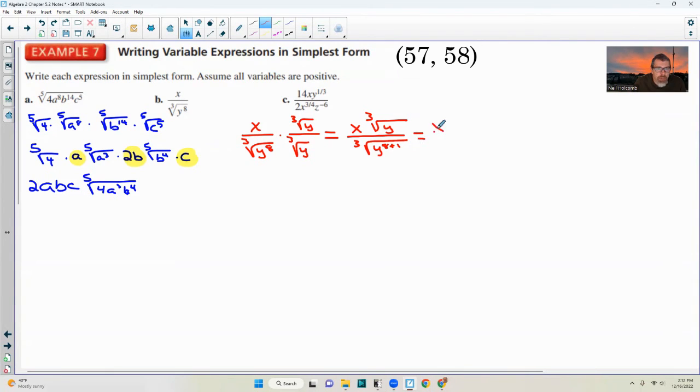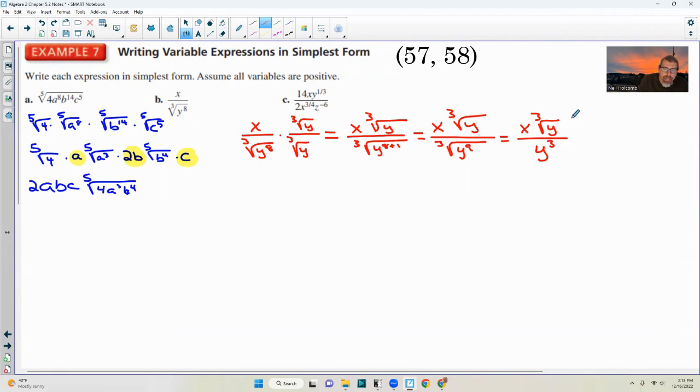And this is going to become x times the cube root of y over the cube root of y to the 9th. Okay, and one last time, x times the cube root of y. And here we have 9, which is a multiple of 3. So I'm going to get 9 divided by 3, which is 3. So it's y cubed with no radical. So it's x cube root y divided by y cubed.